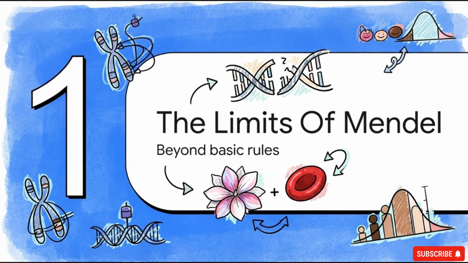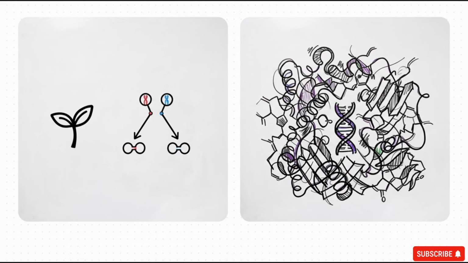Starting off with Section 1, the limits of Mendel, looking beyond basic dominant and recessive rules. So Mendel gave us a really fantastic foundation. Dominant alleles mask recessive ones, traits sort independently, it's genetics 101. But as we push past those basic squares on a chalkboard, we hit a molecular reality that is way more complex than just capital and lowercase letters. Inside your cells, complex chemical interactions are constantly breaking Mendel's golden rules.